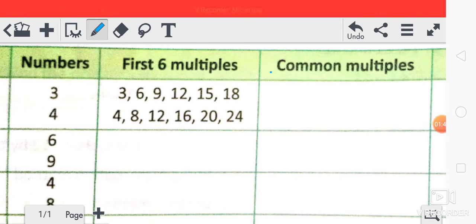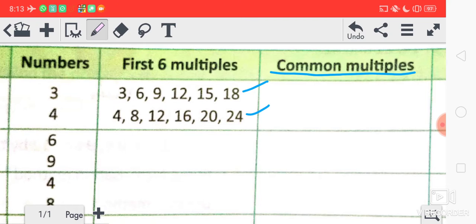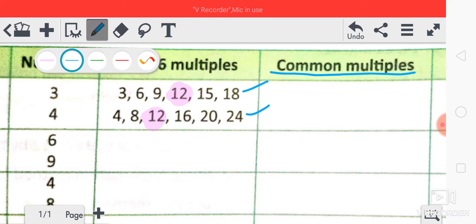Now the next column is given: common multiples. Common multiples means which we will get in both. Multiple of 3 also and multiple of 4 also. So common means which we will get in both. That is called common. So what common are we getting? Look here, 12 is a multiple of 3 also, and 4 3 is 12, multiple of 4 also. So what common are we getting? 12.